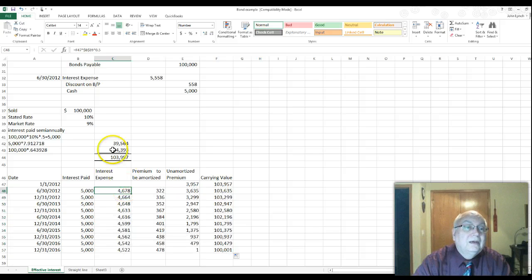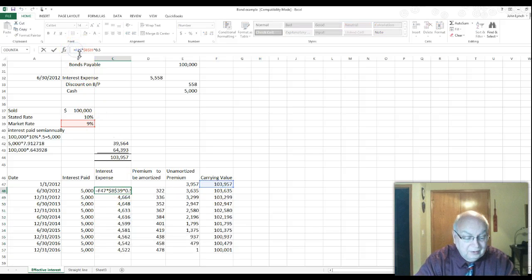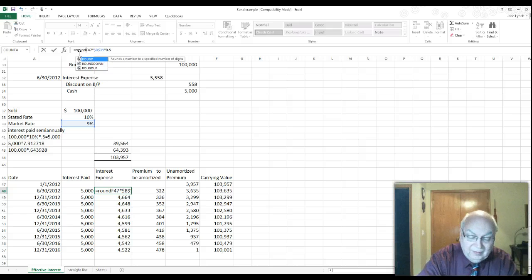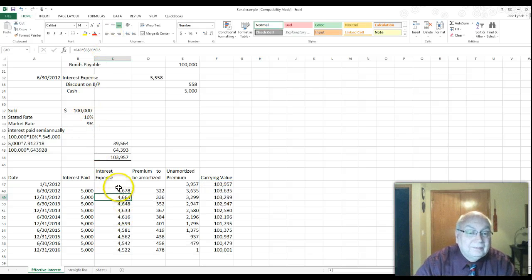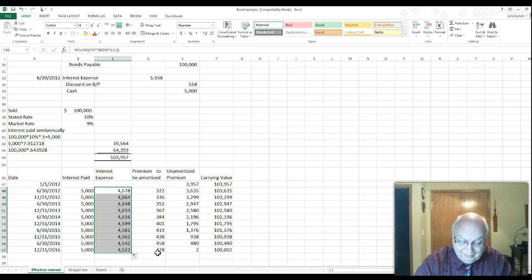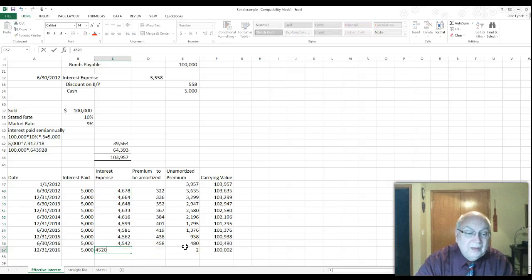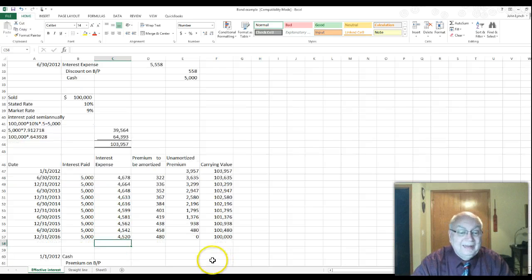Now again, you notice that we're off a little bit, and that's because I forgot to do the round function on this. That's easy to take care of though. I'll just copy that down. So now see, we're off $2. And you just make this one 45.20 to make everything work nice and balanced.